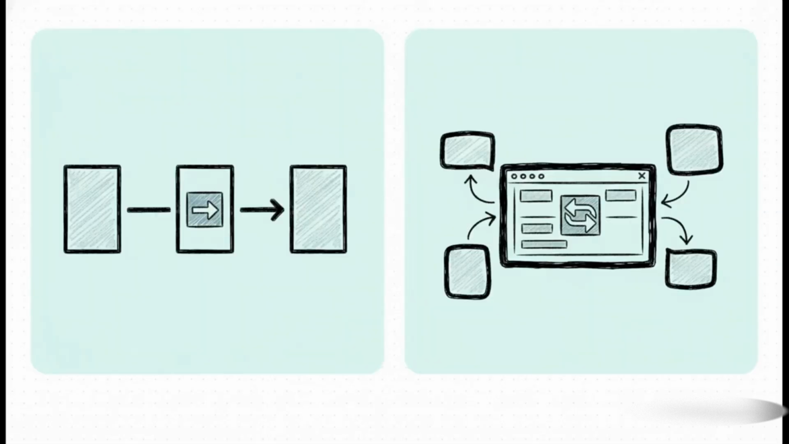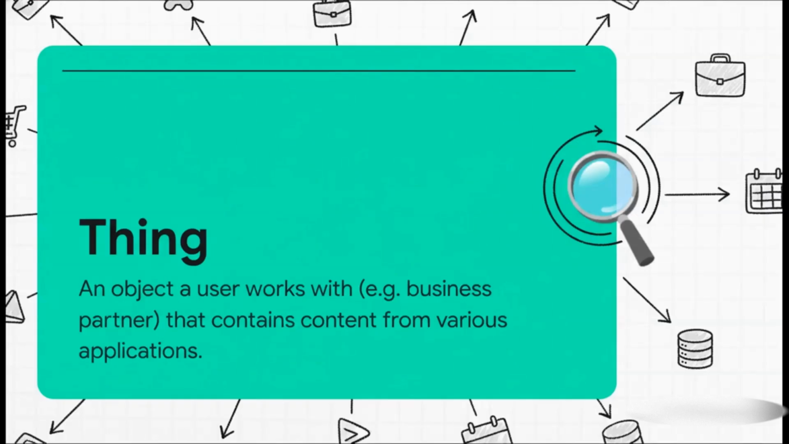So here's the bottom line. Object-based navigation feels like you're walking through a series of separate rooms. You're always leaving one place to go to another. Thing-based navigation, on the other hand, is like having this awesome central dashboard where you can manage everything without ever losing your spot.